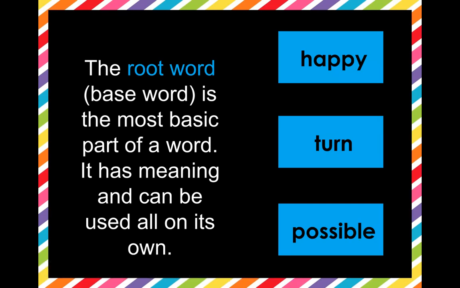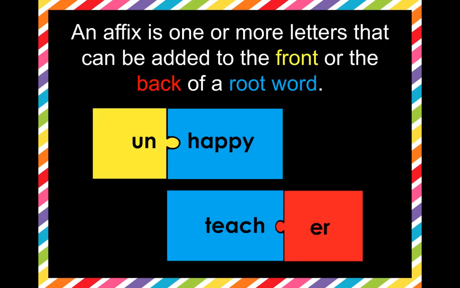So you use root words, which are base words, the most basic part of a word, and it has its own meaning. In other words, it has its own definition, and it can be used all on its own, like the words happy, turn, and possible. We're going to practice using base words and adding an affix to them.